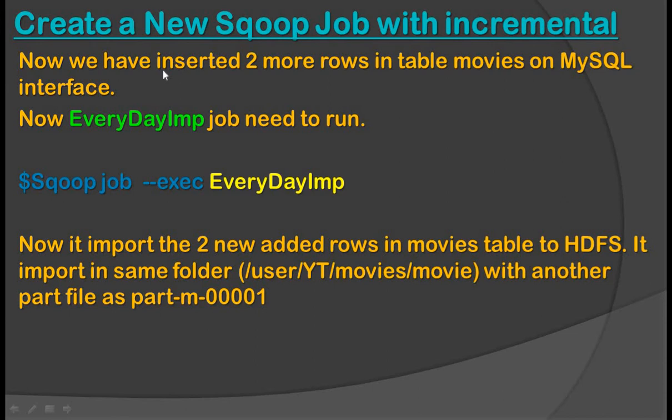So now we have inserted two more rows in the movies table on the MySQL interface. Now every day the incremental job needs to run. So we can execute that job this way: sqoop job --exec followed by the name of the job. When we press enter, it imports the two new record rows in the movies table to HDFS, and it imports these two records in the same target directory.